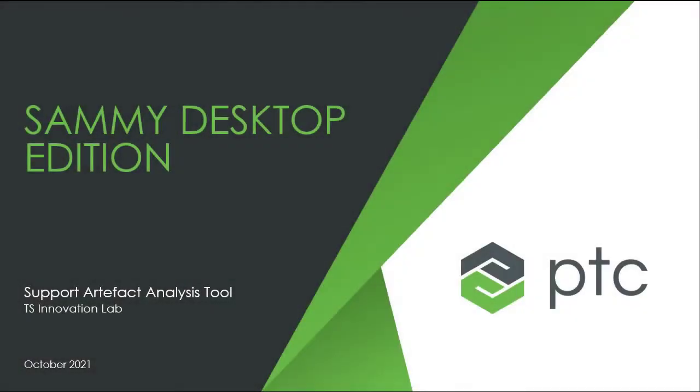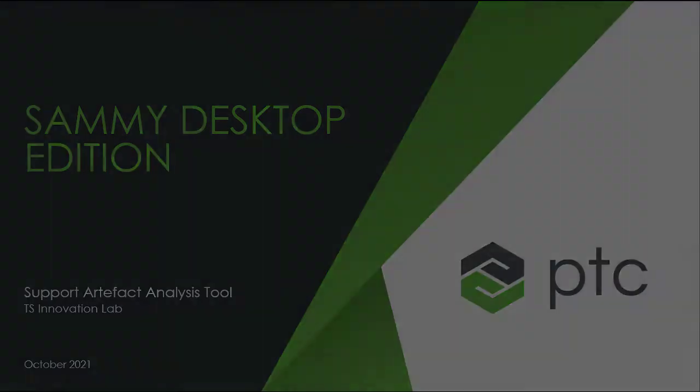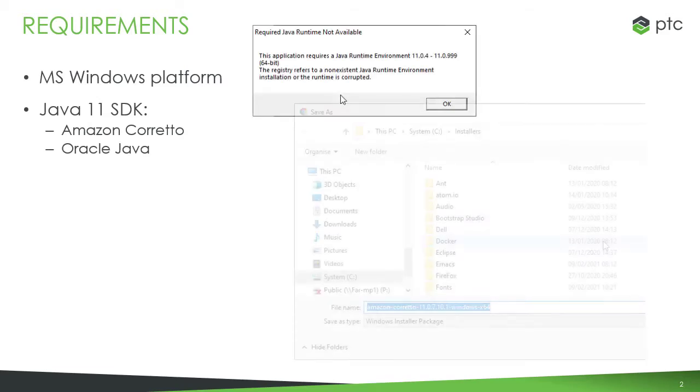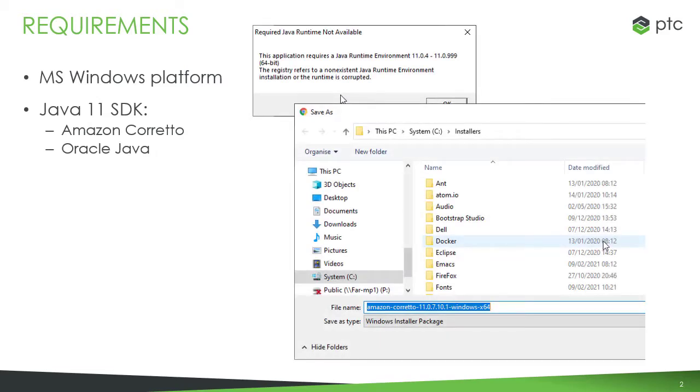Hello and welcome to this overview of the Sammy Desktop Edition, the Support Artifacts Analysis tool. First, a couple of requirements. The tool is only supported on the Windows platform, and you need the Java Software Development Kit, either Amazon Corretto or Oracle Java. The tool will prompt you for a suggested download if Java is not installed.